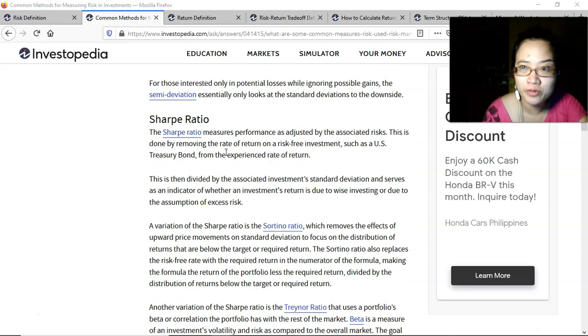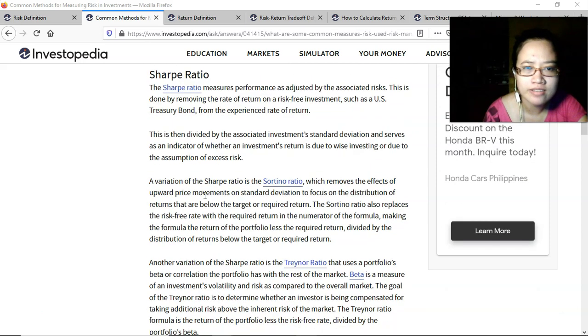Next, we have the Sharpe ratio. It measures performance as adjusted by the associated risk. This is done by removing the rate of return on a risk-free investment, such as the U.S. Treasury bond, from the experienced rate of return. This is then divided by the associated investment standard deviation, so it's related to standard deviation, and serves as an indicator of whether an investment's return is due to wise investing or due to the assumption of excess risk. A variation of the Sharpe ratio is the Sortino ratio, which removes the effects of upward price movements on standard deviation to focus on the distribution of returns that are below the target or required return.